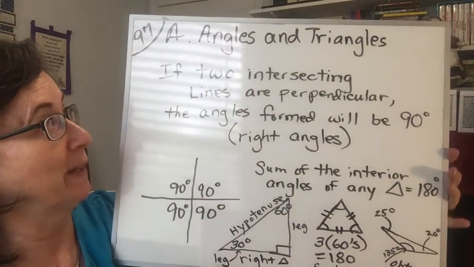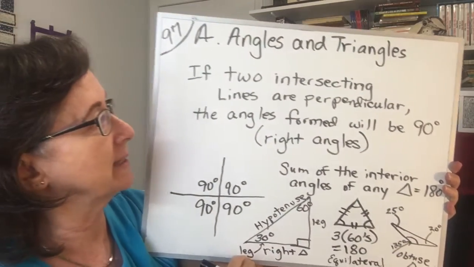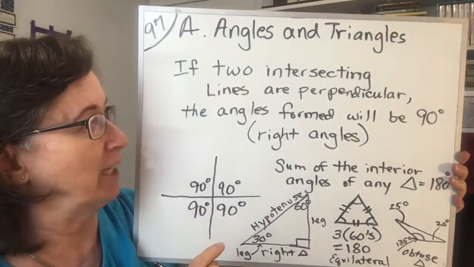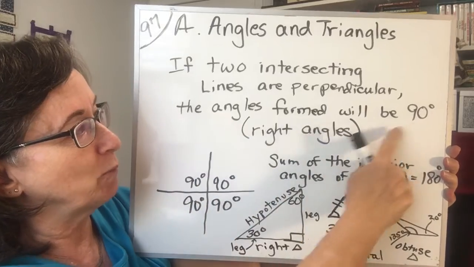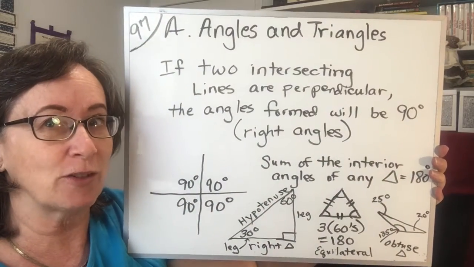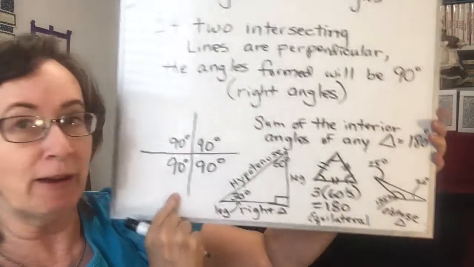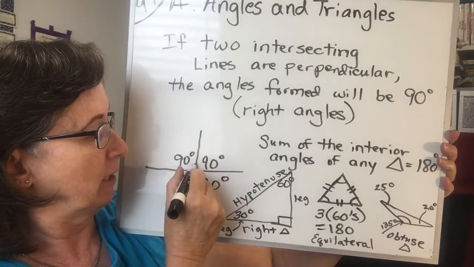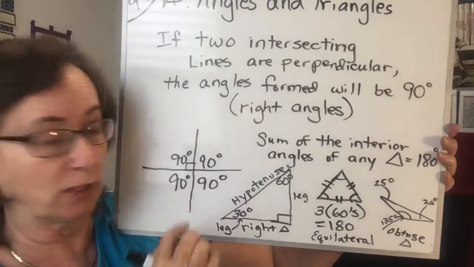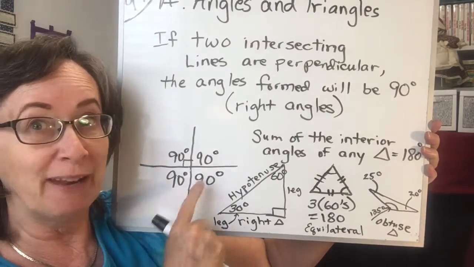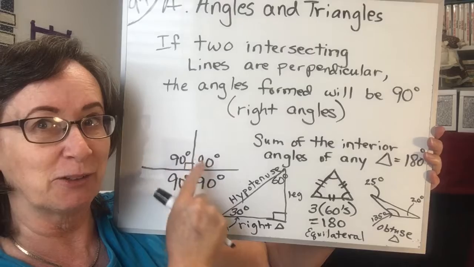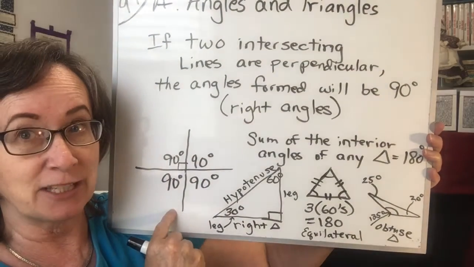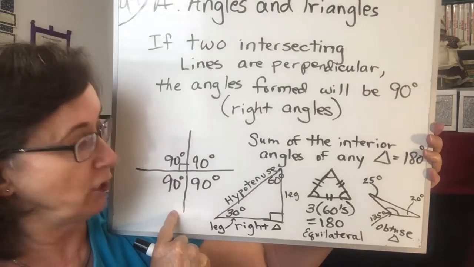Okay, so here we continue with angles and triangles. If two intersecting lines are perpendicular to each other, the angles formed will be 90 degrees. We also call those right angles. So here I have a picture of what we're talking about. We have two perpendicular, I should make a little perpendicular right angle there. But if one of the angles is 90 degrees, then all of the angles are 90 degrees. And that's because the two lines are perpendicular to each other.